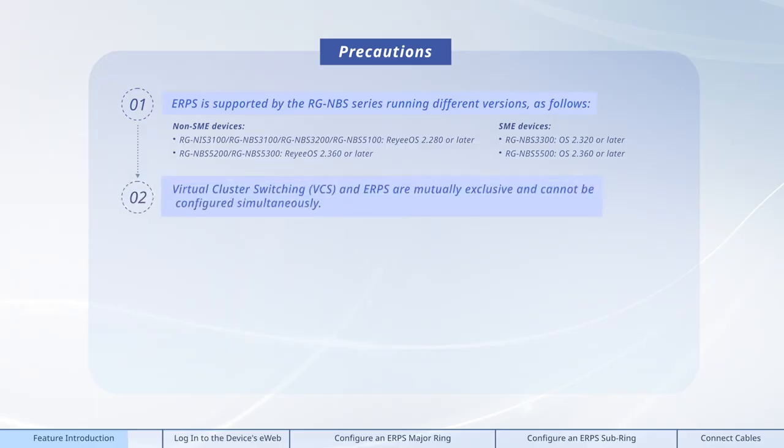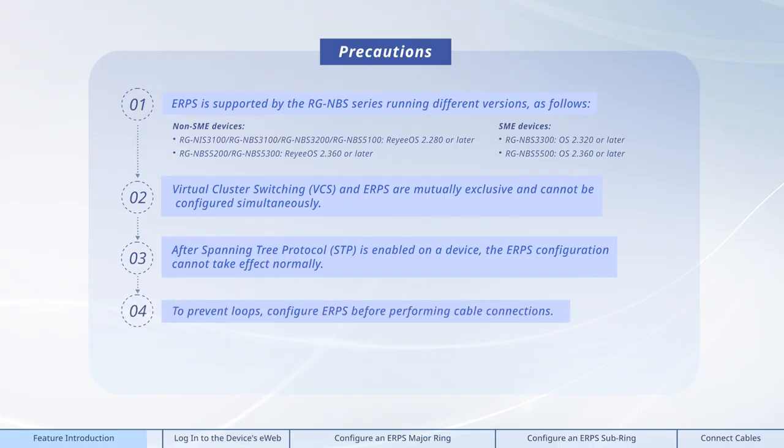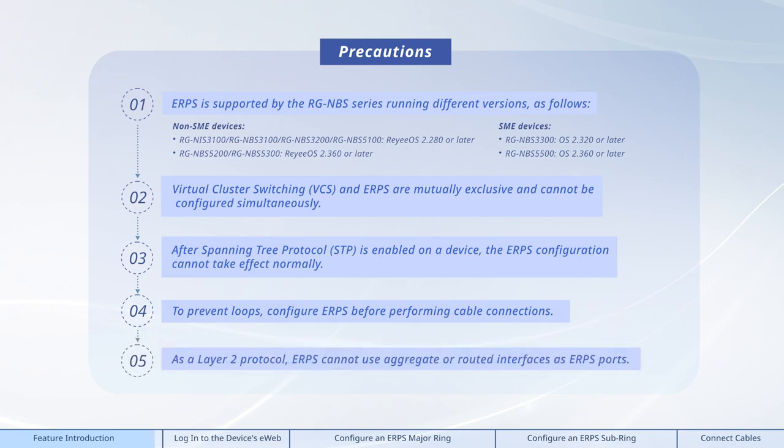Virtual cluster switching and ERPS are mutually exclusive and cannot be configured simultaneously. After spanning tree protocol is enabled on a device, the ERPS configuration cannot take effect normally. To prevent loops, configure ERPS before performing cable connections. As a Layer 2 protocol, ERPS cannot use aggregate or routed interfaces as ERPS ports.